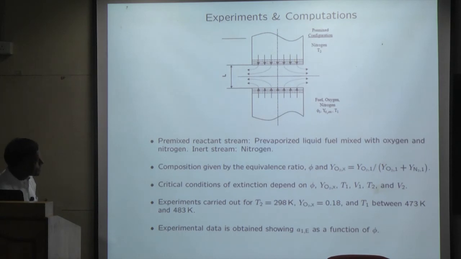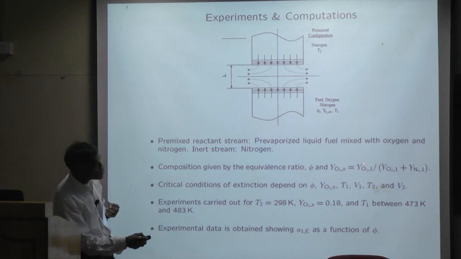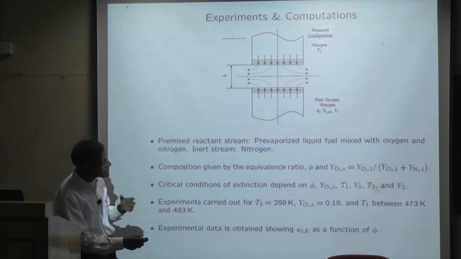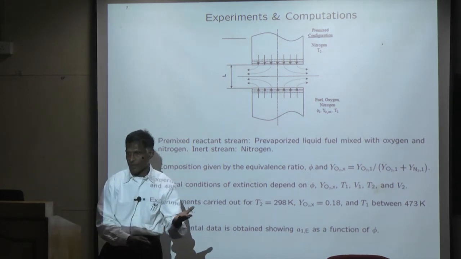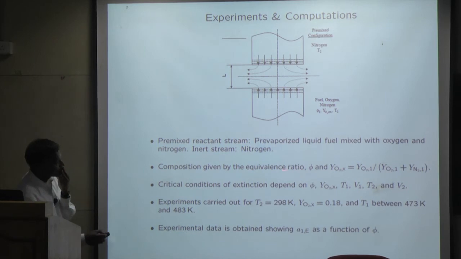Here you have the equivalence ratio phi, which is also an important parameter. YO2x is YO2 divided by this, but if you have a mixture of air and the fuel, then this YO2x would be 0.23. So we obtain the critical conditions of extinction.